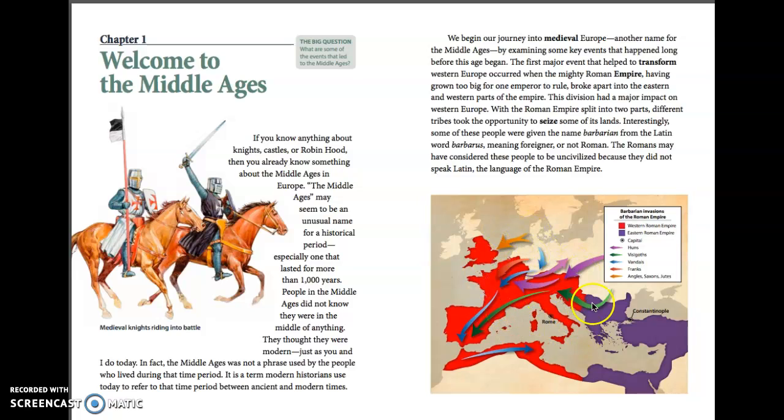Down here we have a map, and here is the key. This is a map of barbarian invasions of the Roman Empire. The red represents the Western Roman Empire. The purple represents the Eastern Roman Empire. And then the dot with the circle around it represents the capital, which is Rome. So it shows where the Huns, the Visigoths, the Vandals, the Franks, and the Angles, Saxons, and Jutes invaded the Roman Empire. All those little arrows show where those different people are invading.